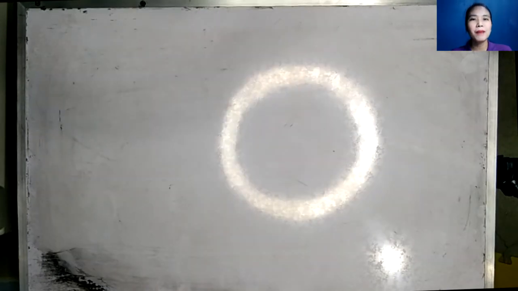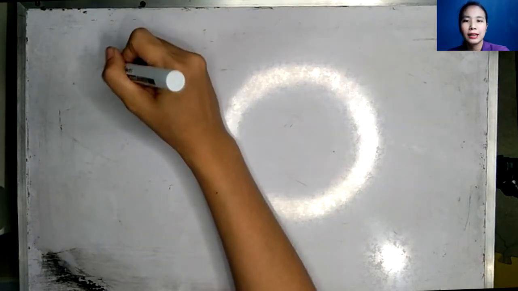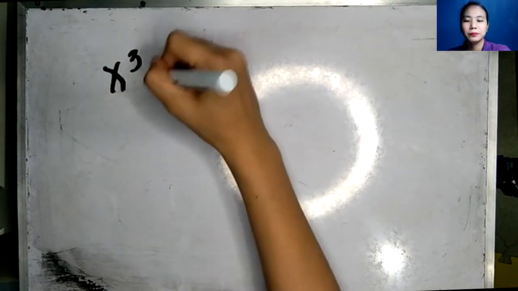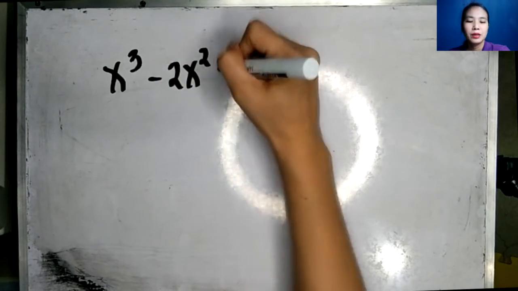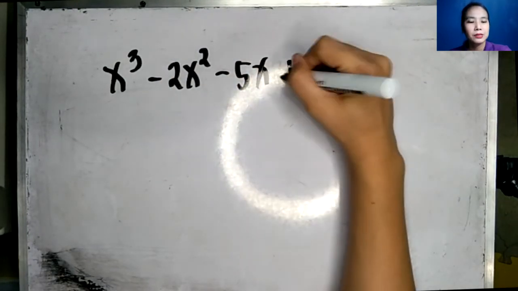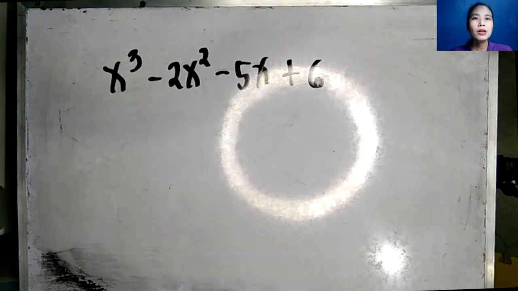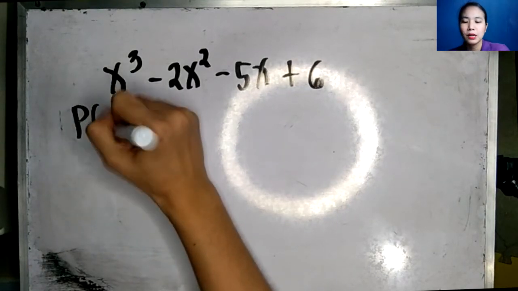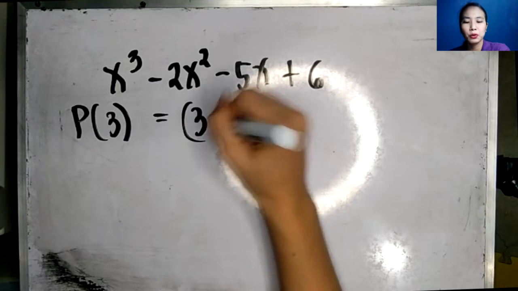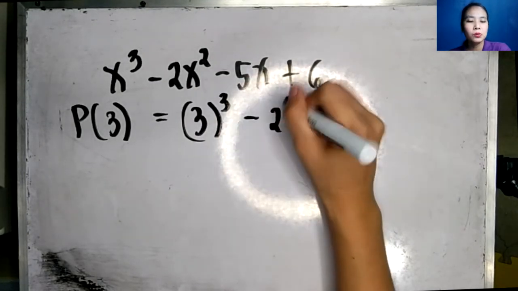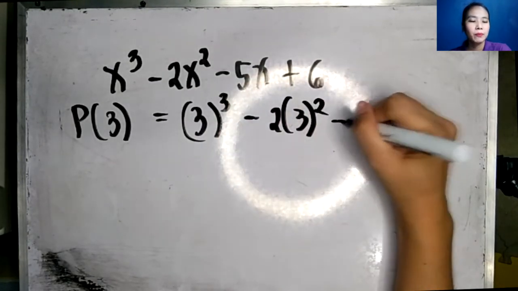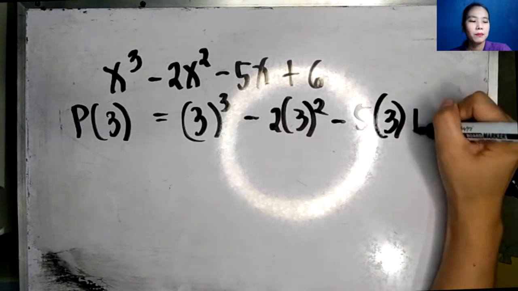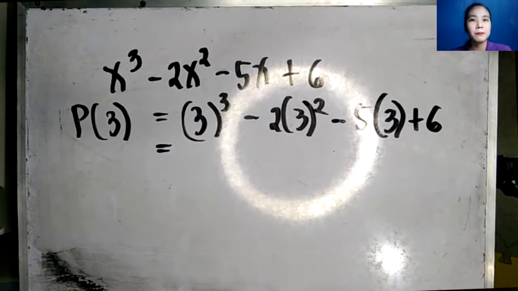Let us use the other method. Substitute natin ang value ng x. So again, ang given natin ay x cubed minus 2x squared minus 5x plus 6. Ang unang value ng x natin na ginamit kanina ay positive 3. So, we have p of 3 is equal to 3 cubed minus 2 times 3 squared minus 5 times 3 plus 6. Let us now simplify the given.